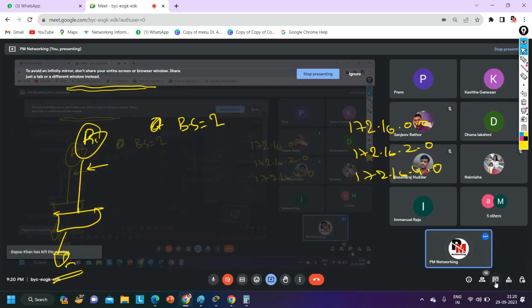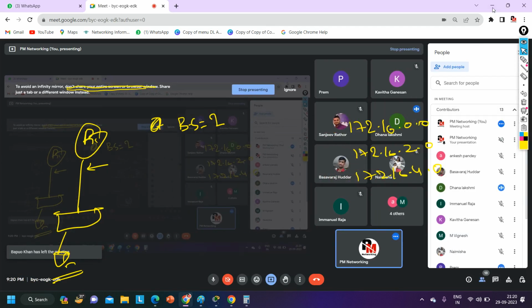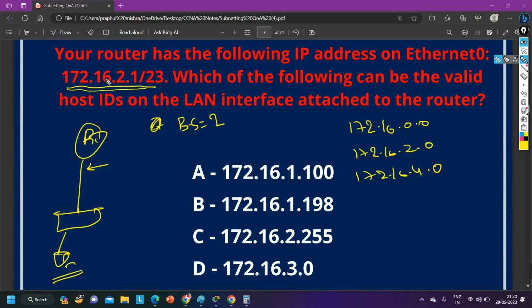This IP address belongs to 2.0, this network, right? Now tell me another IP address of this network. See, the broadcast ID of this network is 3.255. So tell me any IP address which lies between this range. This one is incorrect. This one is also incorrect. 2.255. C is the right answer, not D.